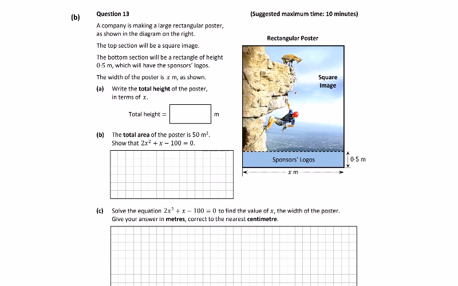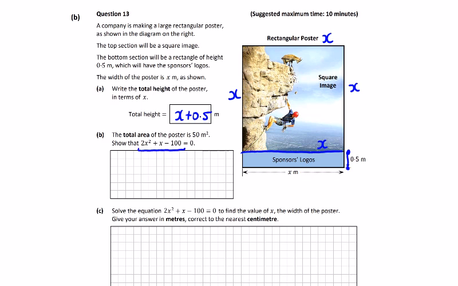Question 13 here, we have a picture of a goat and a climber, and the company's making a large poster based on this. The top section will be square, so the square has to be x by x if the bottom is x along here. So we have x squared for the area. The total height of the poster is x plus 0.5, the 0.5 down the bottom from here to here. And the total area of the poster is 50 meters squared. Show that this is true.